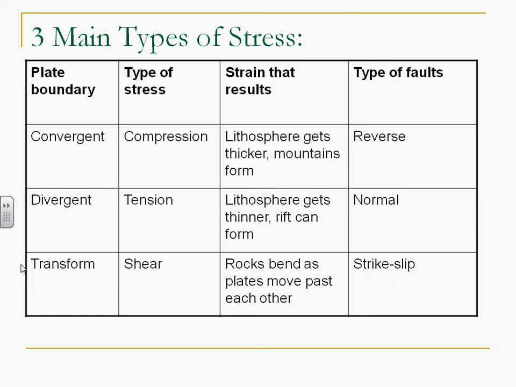All right, transform means we go side to side. So one side is going forward, the other side is going backward. These are the main 3 types of stress. These are the main 3 types of the way our planet moves. So it moves toward each other, away from each other, or side by side. Everybody get that? Anybody who doesn't get that? Everybody's good? All right, I'm good.